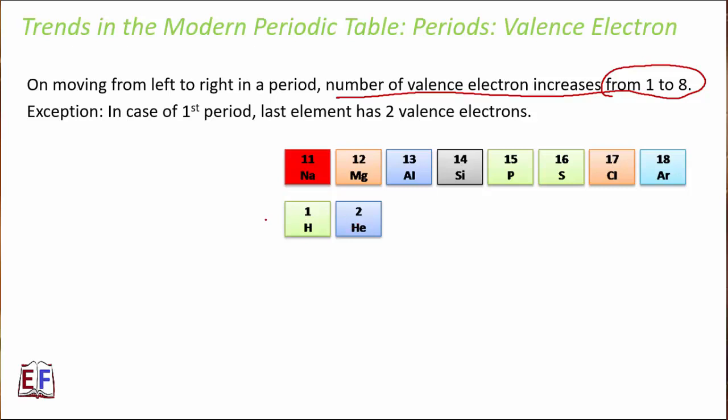The first period is an exception where we have only two elements, hydrogen and helium, and the last element has only two valence electrons. So the first period is the only exception where the valence electrons increase from 1 to 2. Other than that, you pick up any other period. For example, this is the third period, and the first element is sodium. If I write its configuration, it will be 2,8,1. Magnesium would be 2,8,2. Aluminium would be 2,8,3. Silicon would be 2,8,4, and so on. And argon would be 2,8,8. So we see that the number of valence electrons is increasing from 1 to 8.